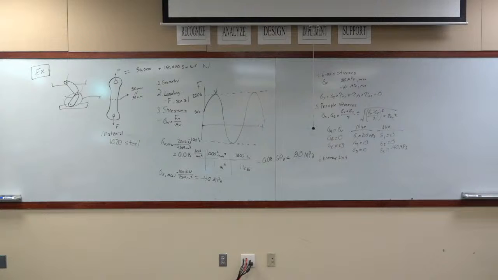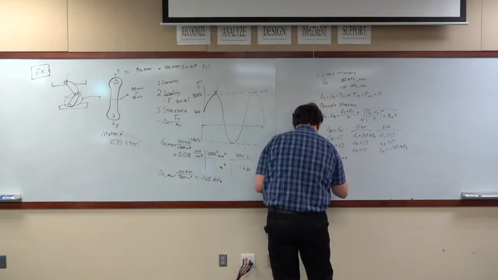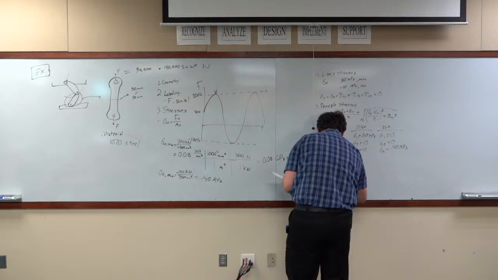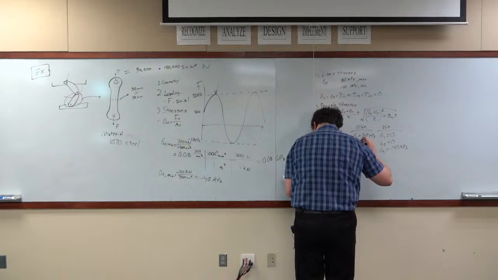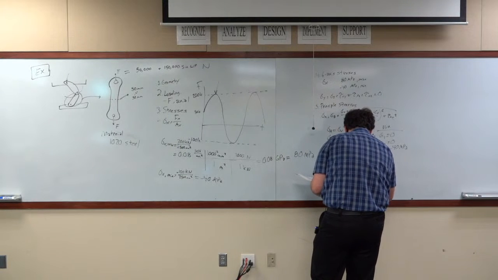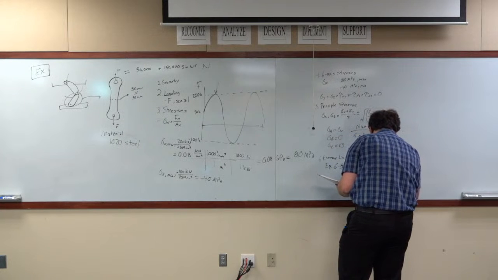I put a couple of questions in your reading assignment about this, but I'm going to ask it to you again. From section 6.7, equation 6.8. S prime E is equal to 0.5 SUT.